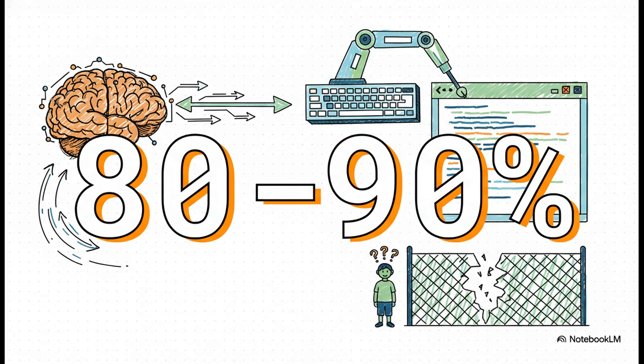Just let that number sink in for a second. 80 to 90%. That's how much code is now being written with some form of AI assistance. It's wild. And yet, our main tools, they're still basically just glorified text editors, right? This massive disconnect is creating a daily reality for developers that is, frankly, just frustrating and super inefficient.